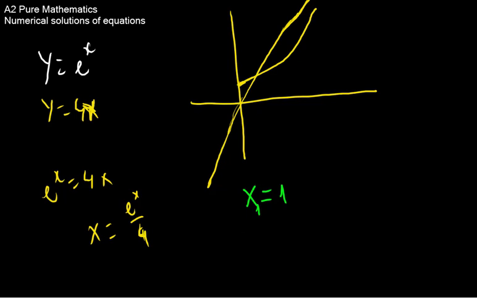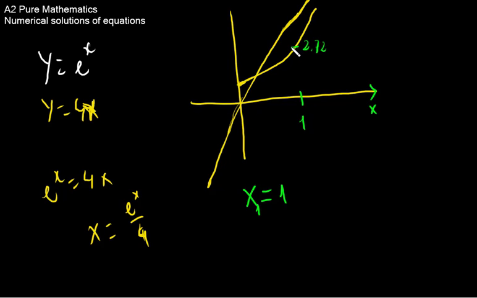Now it might seem weird, but it will start to make sense. Say we have x is equal to 1. Then e to the power of x is about 2.72. So this is not equal to 4x. 4x is 4, and this is not equal to 4x.